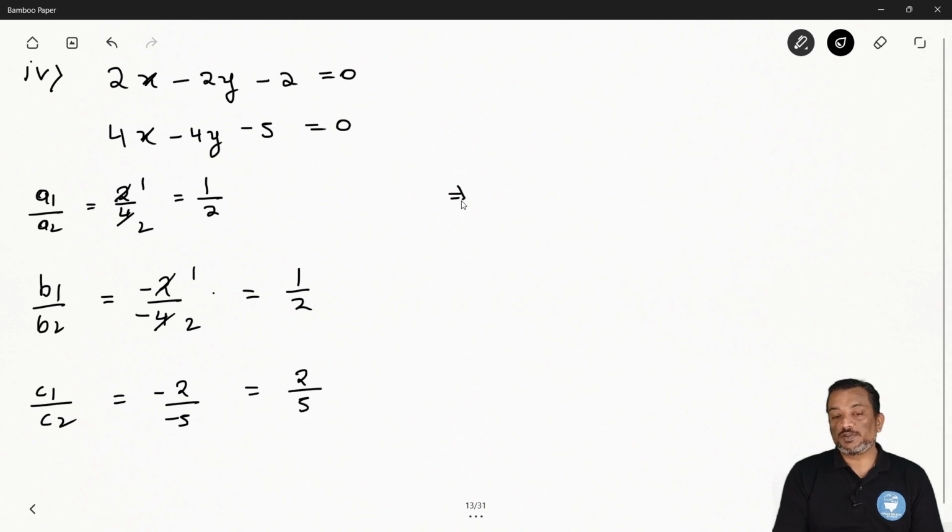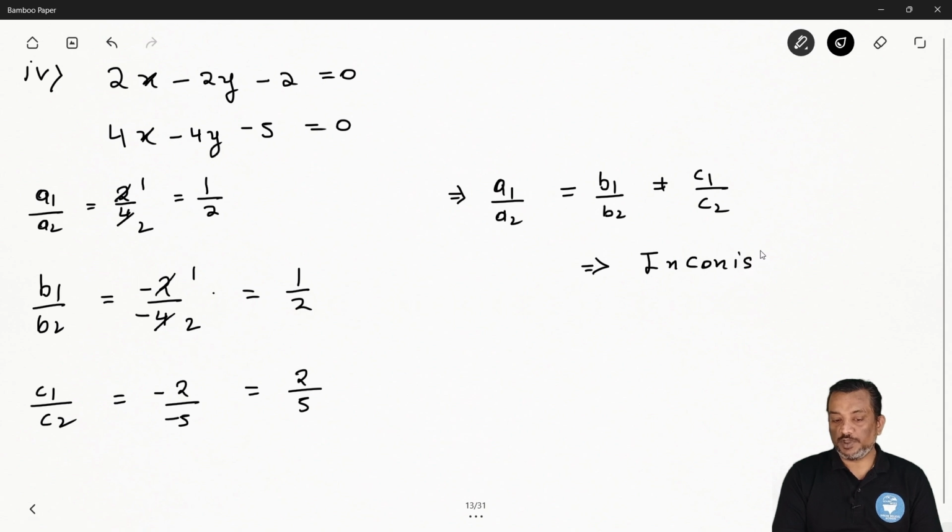So you can say a1 over a2 is equal to b1 over b2, but not equal to c1 over c2. Which means they will form an inconsistent system, meaning parallel lines. Inconsistent, no common solution. Which means no common solution here.